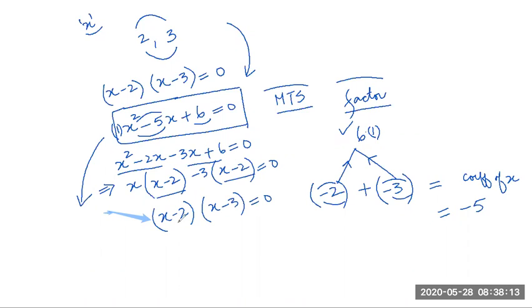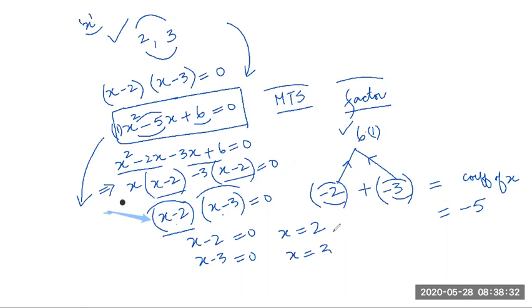When you equate, now this into this is equal to 0. So either this is 0 or this is 0. So when I say x minus 2 is equal to 0, x is equal to 2. See, I got the first root. And when I do x minus 3 is equal to 0, students, I get the second root, 3.